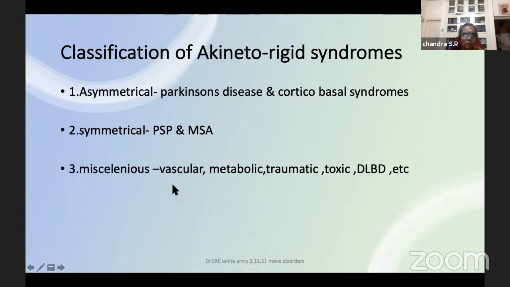Classification of akinetic-rigid syndrome: asymmetrical, symmetrical, and miscellaneous. Asymmetrical can be idiopathic PD itself, akinetic-rigid dominant, or corticobasal syndrome, CBD. Symmetrical akinetic-rigid is PSP and MSA. Miscellaneous akinetic-rigid syndromes are vascular, metabolic, traumatic, toxic, DLBD, and other conditions.